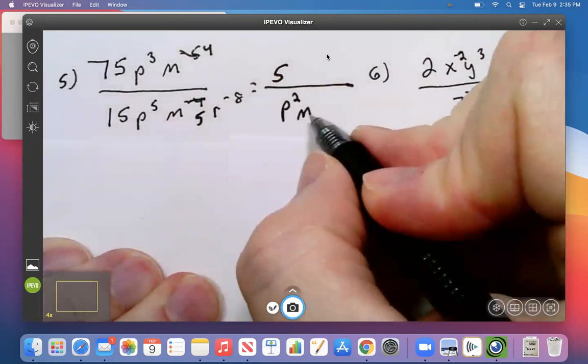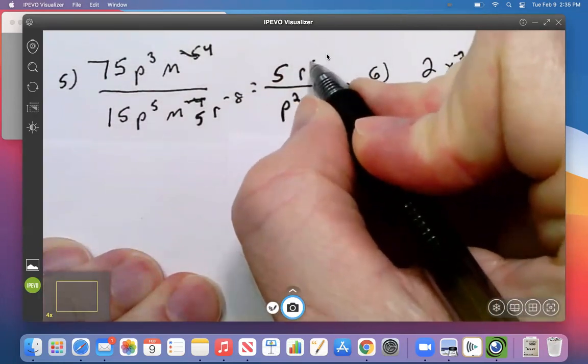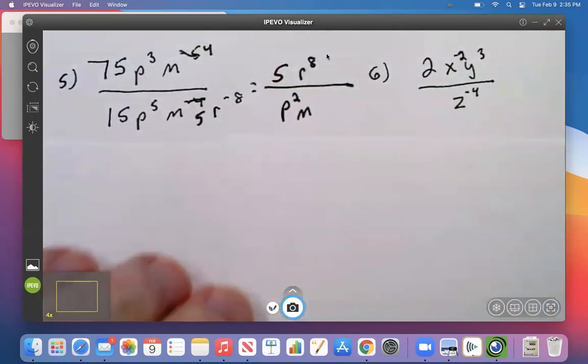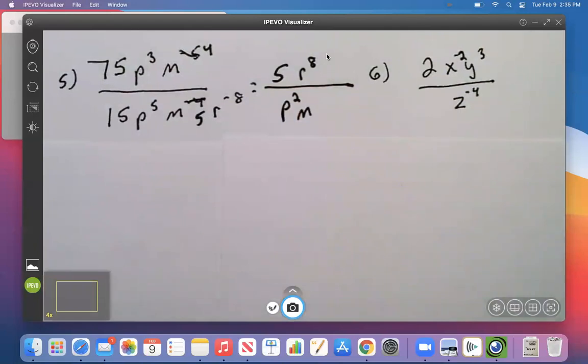And on the r's, you have a negative 8. You need to move it up top, make it positive. Your answer is 5 r to the 8th over p squared m.